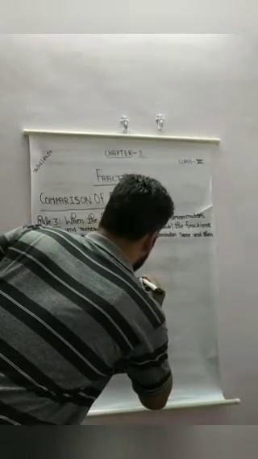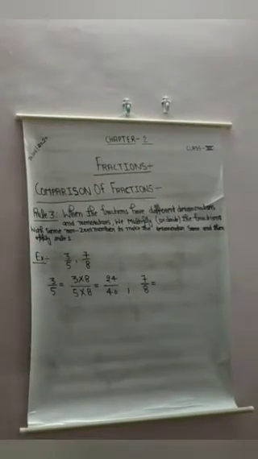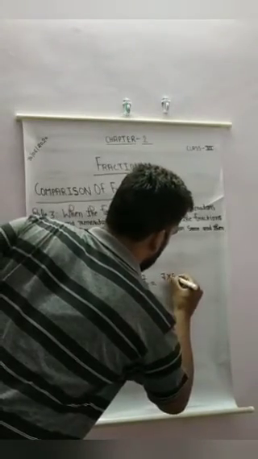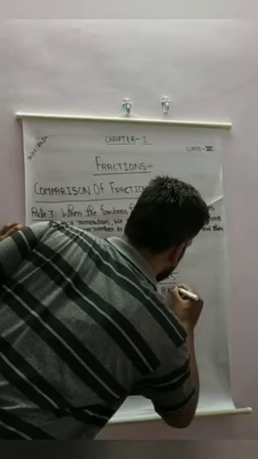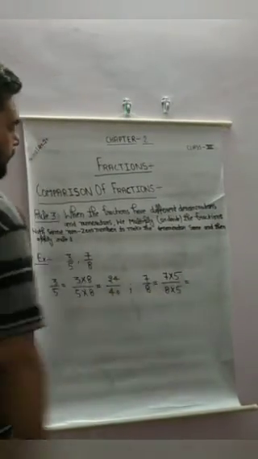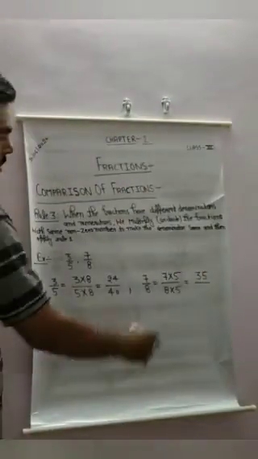Now 7 upon 8. 7 upon 8 is equal to 7 into 5 upon 8 into 5. Seven fives are 35. Eight fives are 40.